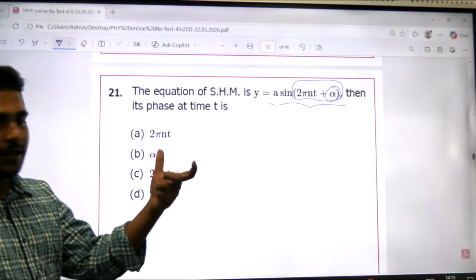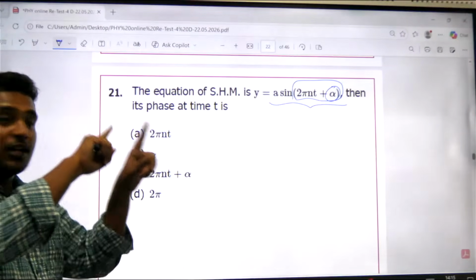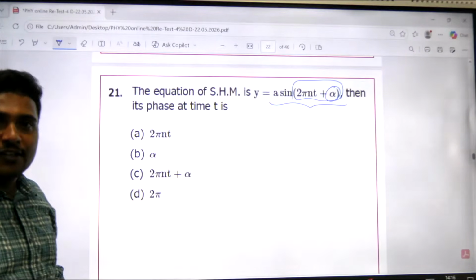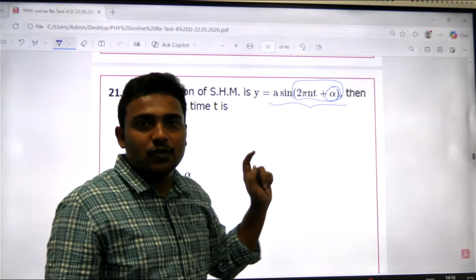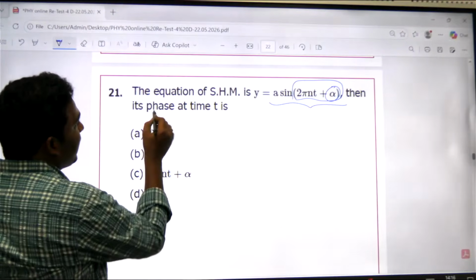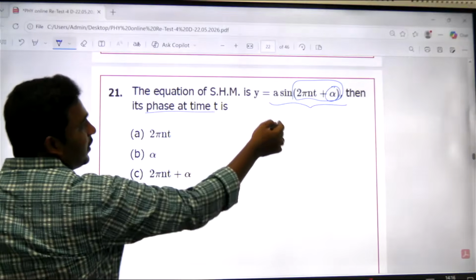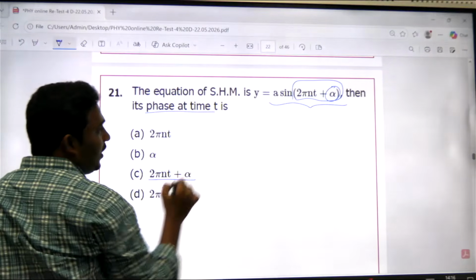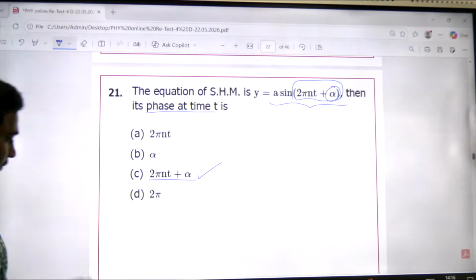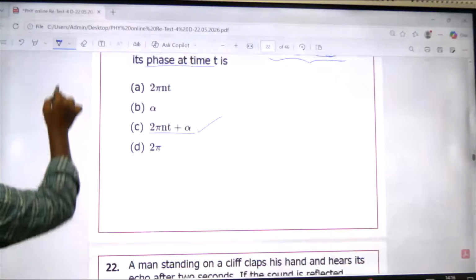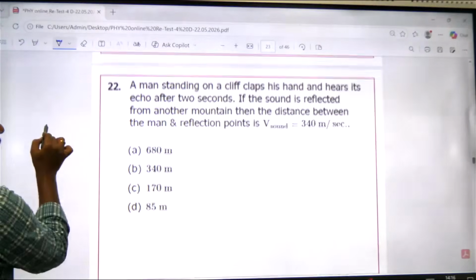Phase is nothing but the angle. When you correspond this equation to the reference circle, we call this as phase or phase angle. This total is called phase angle. So the phase at time t is 2 pi nt plus alpha. It is my question number 21. Moving to question number 22.